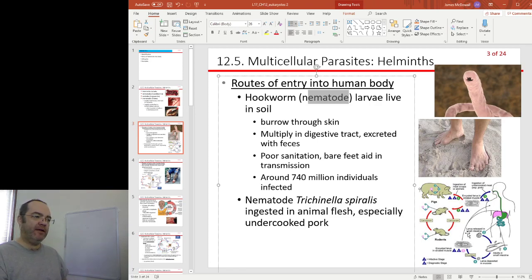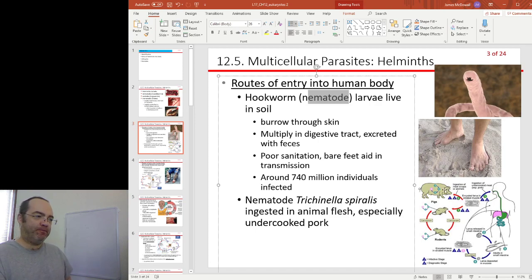Another important way that helminth parasites can be passed around is in poorly cooked meat. So many of these parasites can kind of inject cysts into muscles. Cysts are just one of the resting phases, similar to a cyst that we saw in a protozoan. They're just there to hang out and wait.